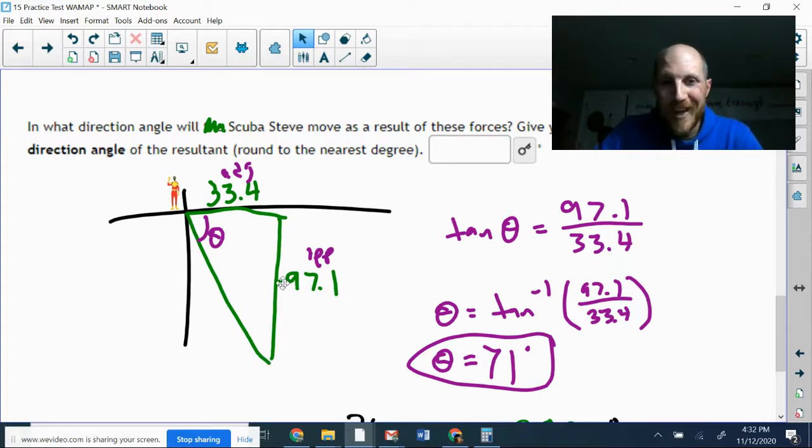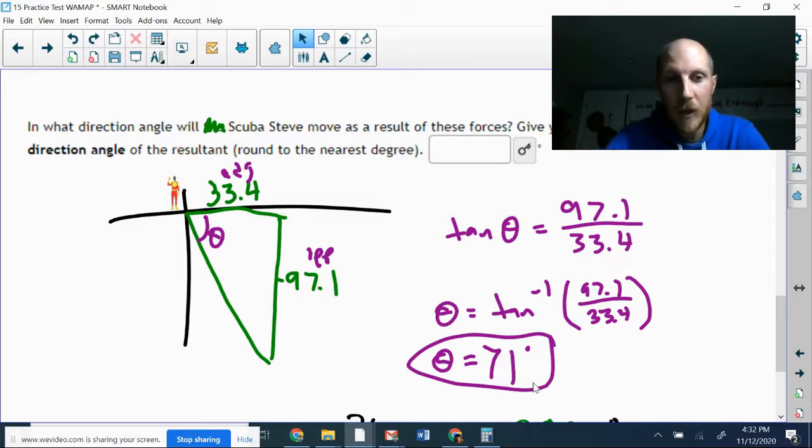Okay, so when I set up my tangent ratio based on the perspective of Scuba Steve, I get the adjacent side, that's the x component, the opposite side is the y component. I am actually going to get rid of this little negative sign right here because if I put the negative sign in there, the calculator is going to try to figure out the direction angle for me, and calculators don't know the whole picture. It's just going to do the best it can, but I'm not going to trust it. I'm going to use my brain because I trust that a lot more than my calculator. Okay, so I set up my tangent ratio, 97.1 divided by 33.4, and then I had to do the inverse tangent of that ratio. When I do that, round to the nearest whole degree, I got 71 degrees.